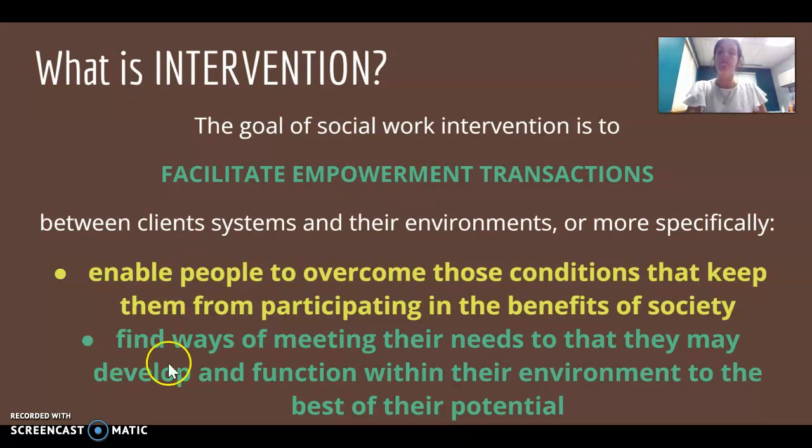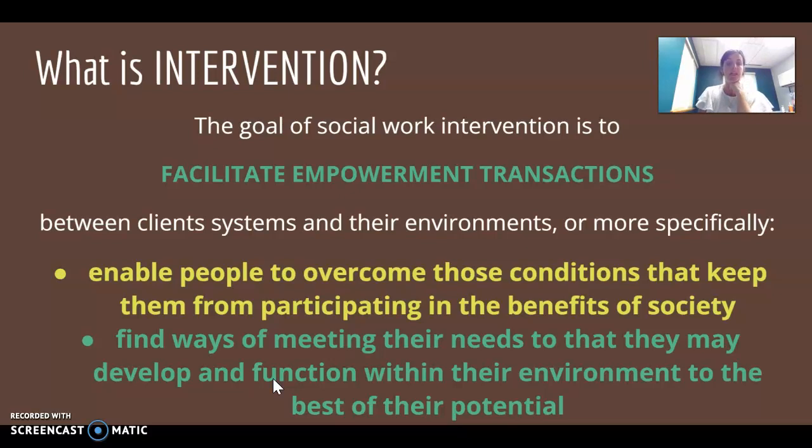And then the second part was finding ways of meeting their needs so that they may develop and function within their environment to the best of their potential. Again, the best of their potential and best of their desires and beliefs, not what we assume that they want to accomplish as well.